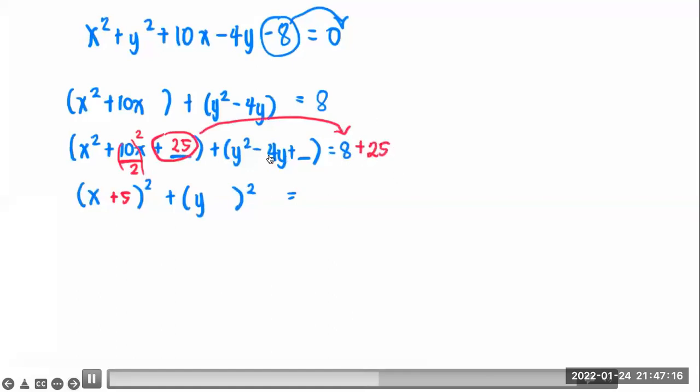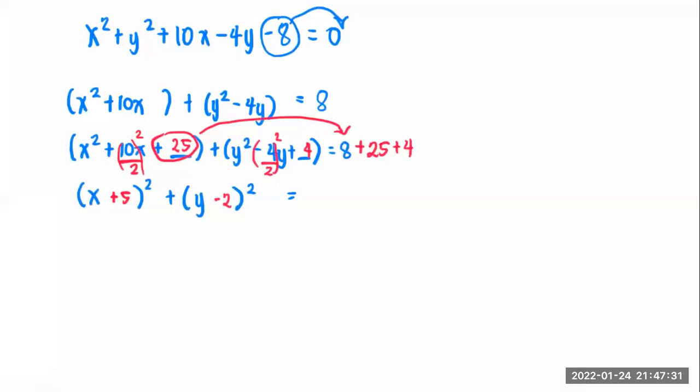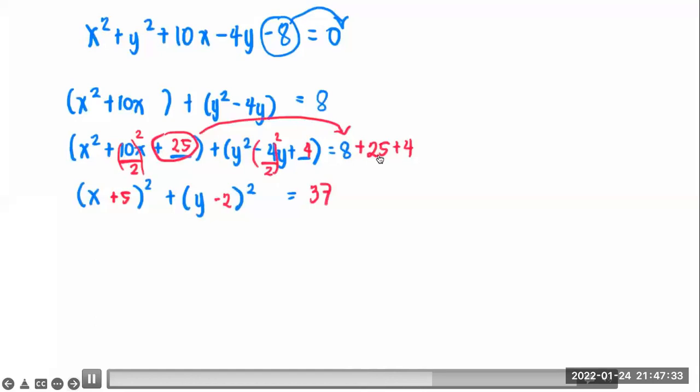Okay? O, try naman natin sa ating y. Negative 4 divided by 2, negative 2. And then square mo is positive 4. Ano yung idagdag sa left, idadagdag din sa right para equal pa din. So, dito po, 8 plus 25 plus 4 is 37.